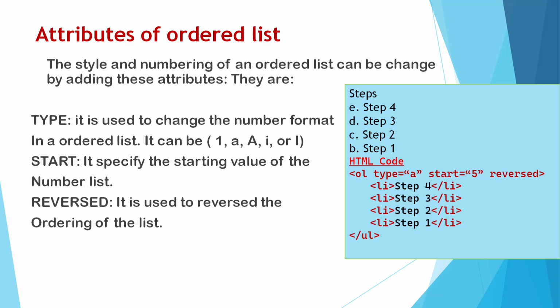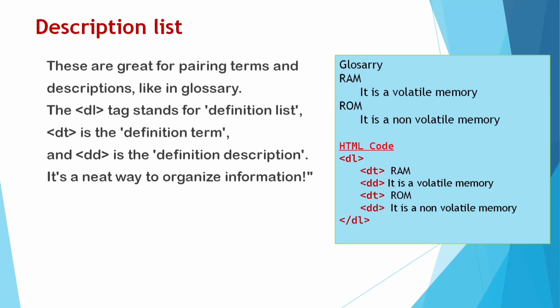reverse the ordering of the list. Ordering means that numbers will come in reverse order. Suppose I am starting from 5, so the starting number will be 5, then 5, 4, 3, like that. But if my starting number is 0, then suppose the last list item is 10, then the list starts with 10, like that. So this way you can use the attributes of an ordered list.